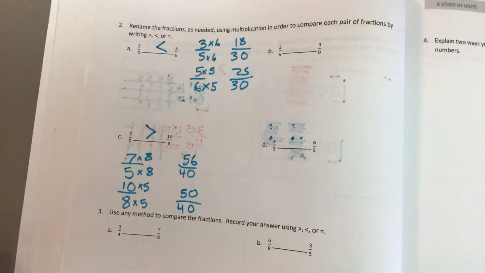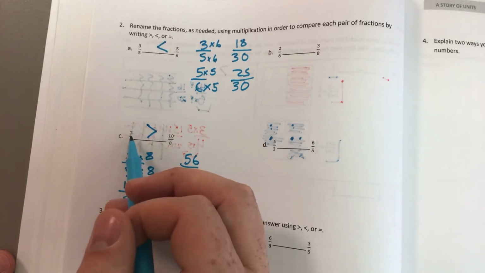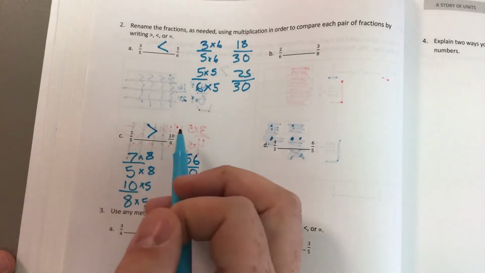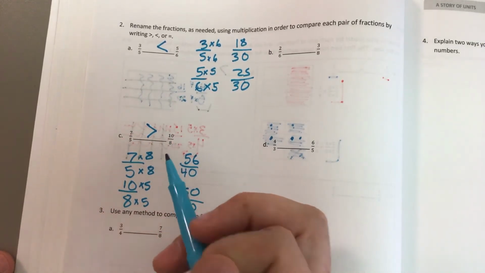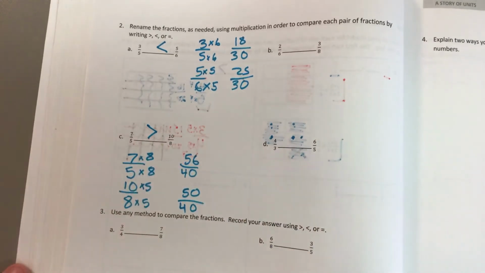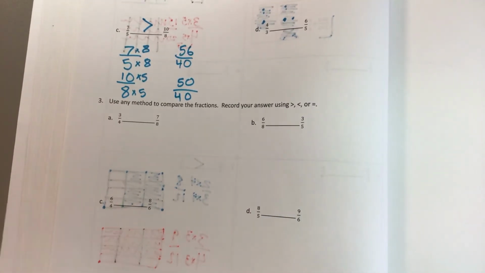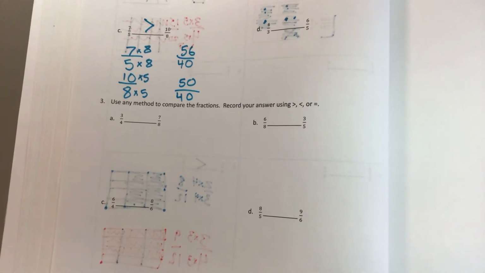10/8. Now I will tell you, if your numerator was greater than the denominator and this was less than the denominator, then you might not need to find a common denominator, but it doesn't hurt. Use any method to compare the fractions. Let's look at these two. And I really like this common denominator, so we're going to continue practicing it.